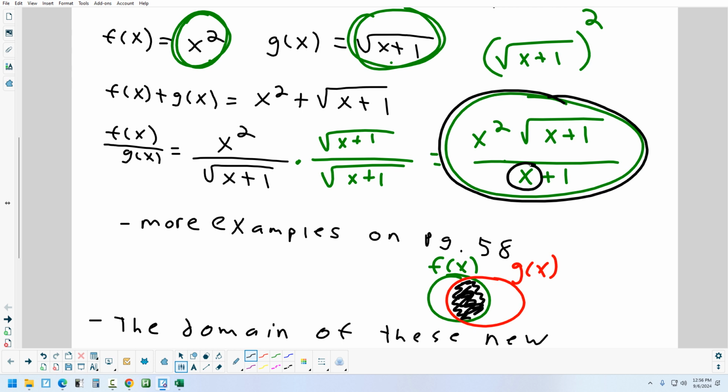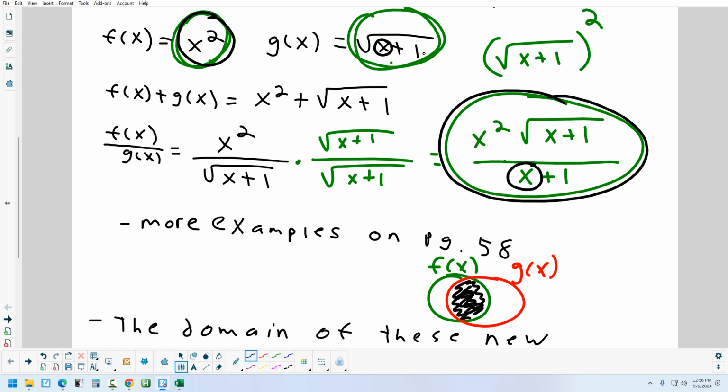Now, look at the original problem. You can plug -1 into the original. You can take -1 and square it. That's fine. You can take -1 and plug it in right there. -1 plus 1 is 0. And the square root of 0 is 0. So you can use -1 in the originals.